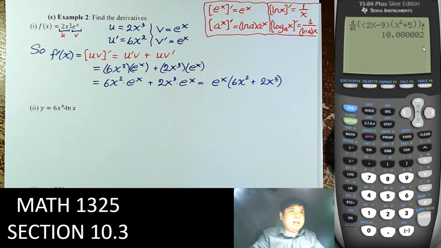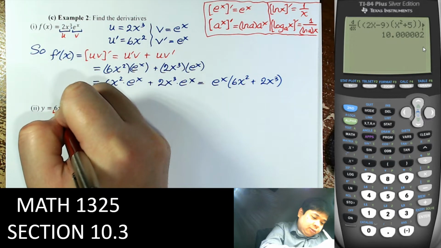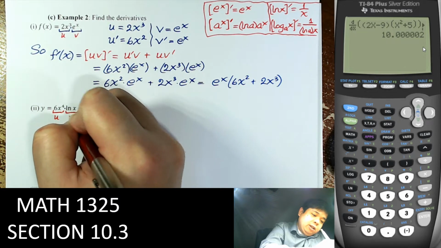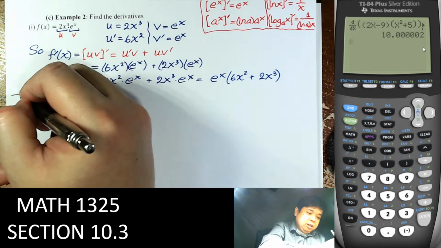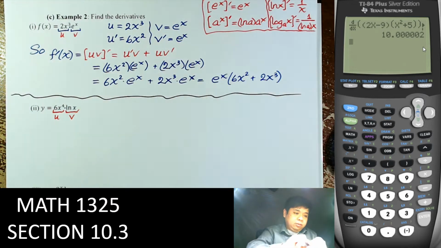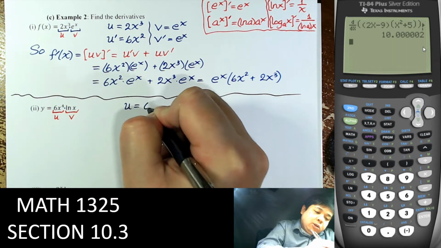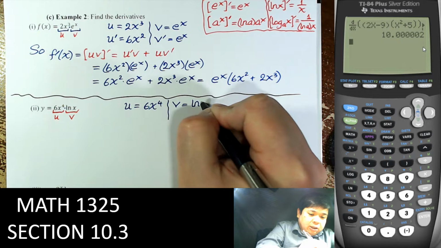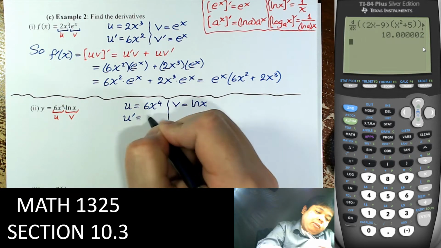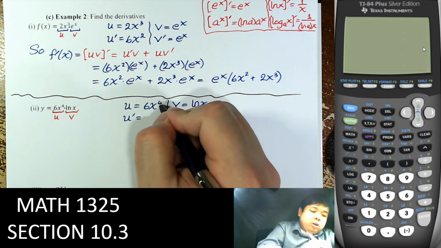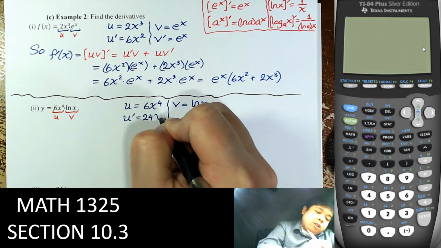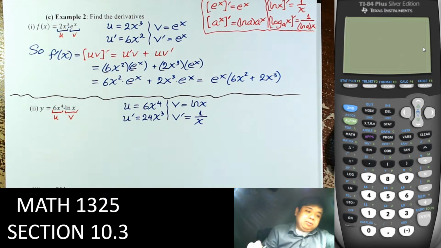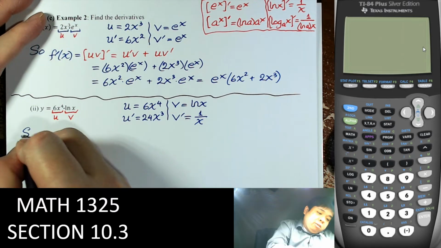Now we also have a product here. That is u, and this is v. So we write out what is u and what is v. So u is 6x to the 4th. v is ln of x. u prime is 6 times 4x cubed, so 24x cubed. v prime, the derivative of ln of x, is 1 over x. Right, so we have the derivative of the product.